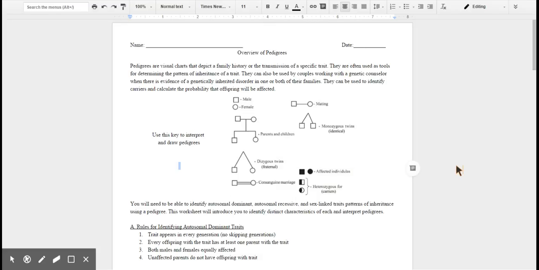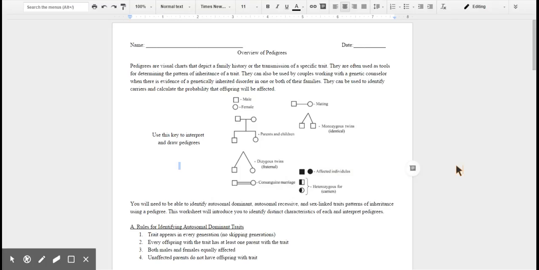So what pedigrees are is essentially visual charts that depict a family history. They're essentially the genetic version of a family tree, and they show relationships between individuals. But specifically, what you're doing in a pedigree is tracking a genetic trait. When I say a genetic trait, you're never going to do a pedigree to see who's good at playing guitar or who's good at chess or something that has no genetic relationship.